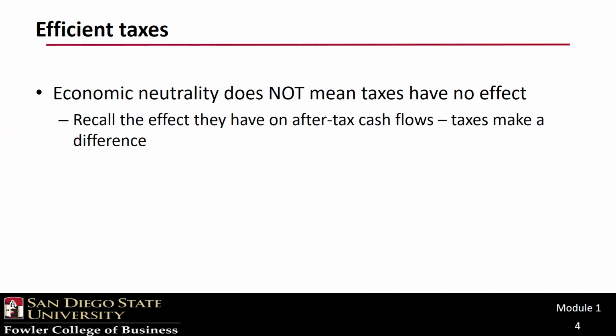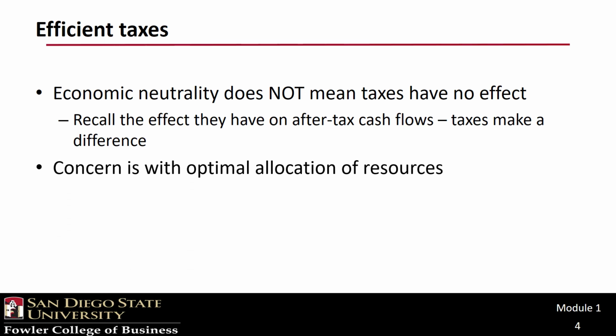Now, economic neutrality does not mean that taxes have no effect on financial incomes. We know from our previous discussion in dynamics that taxes almost certainly do have some effect. We may not know how much, but we're pretty sure it's there. In this case, economic neutrality is concerned with the optimal allocation of resources. That is, taxes should not be an impediment to allocating resources to the greatest and best use.